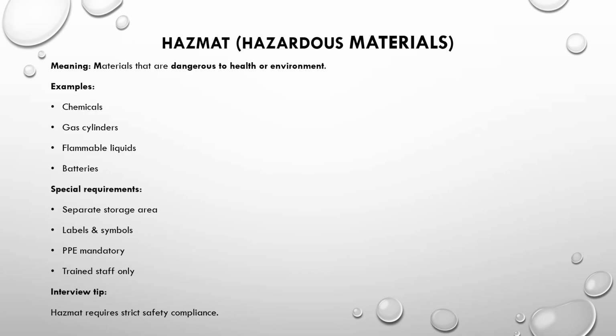Special requirements for hazmat: hazmat materials must be stored in a separate storage area. They must have proper labels and safety symbols so everyone can identify the danger. PPE, or personal protective equipment, is mandatory while handling hazmat items. Only trained staff are allowed to handle hazmat materials. In interviews, you can say hazmat materials require strict safety compliance and special handling procedures. So, proper hazmat management is very important to ensure safety, compliance, and accident prevention in warehouses.